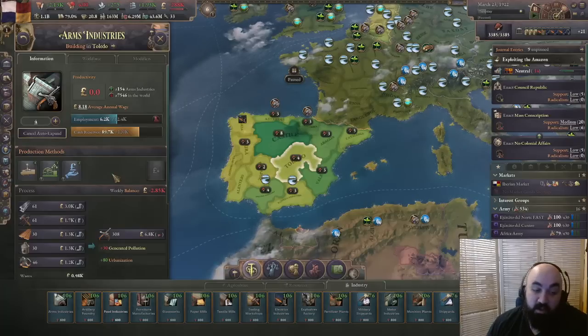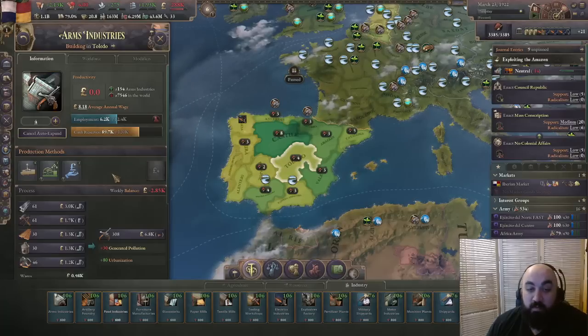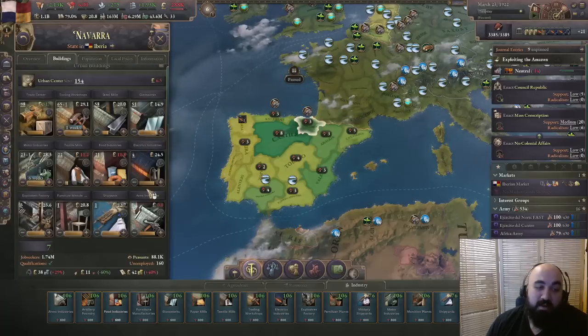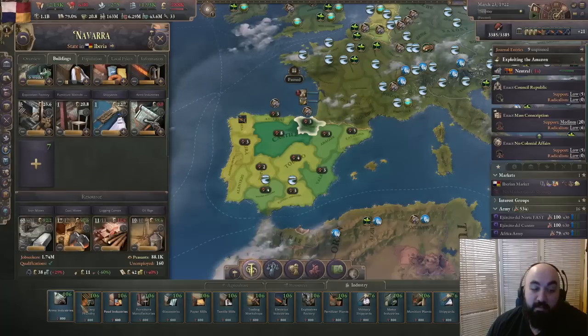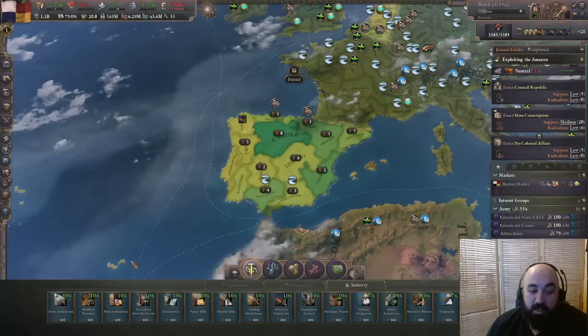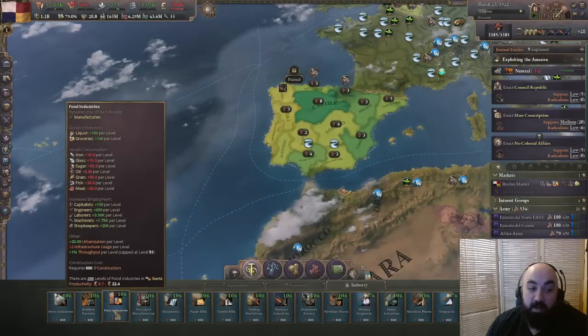Very often you have a huge glut of these things, but it'll give some jobs, and so this will be useful because there's other and better jobs in the states with good sorts of mapping. And so artillery and arms industries are going to in particular be good in these barren types of states. Food industries also good in barren states.